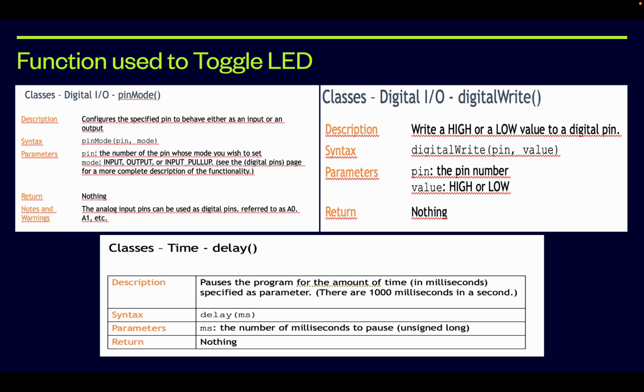Now these are the functions I have already told about. We are going to use them to toggle the LED, that is pinMode, which configures the specific pin to behave either as an input or an output. This is the general syntax. And the digitalWrite function, to write high or low. This is the general syntax: digitalWrite, bracket pin, comma value. And then we are using the delay function to make a certain delay. We will always write the value in milliseconds.